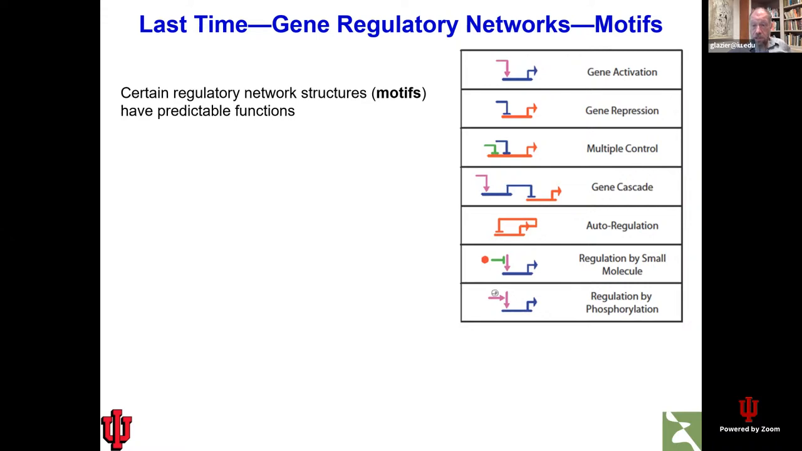Autoregulation, which is surprisingly common. Here, the production of a gene inhibits its own production, which is a way of regulating the concentration of a gene product, a very common motif. And then the role of additional molecules, cofactors, or phosphorylation in regulation of gene transcription.